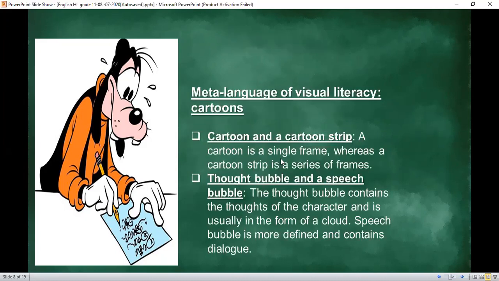Now, the difference between a cartoon and a cartoon strip. Normally, people would not really separate the two.